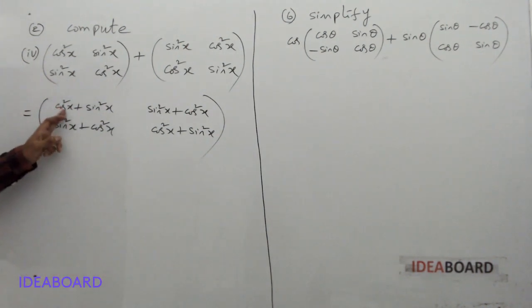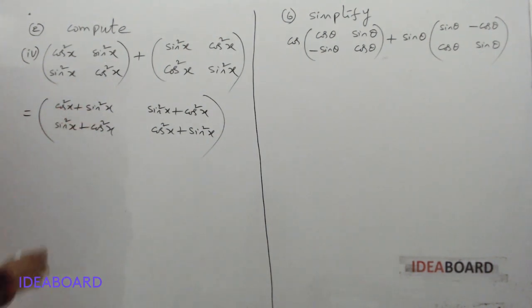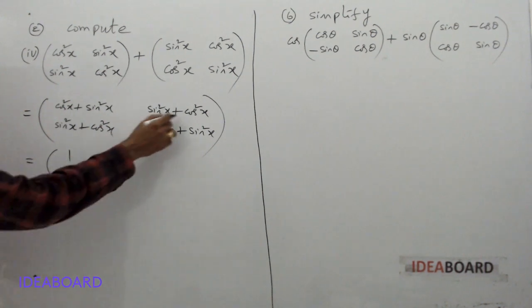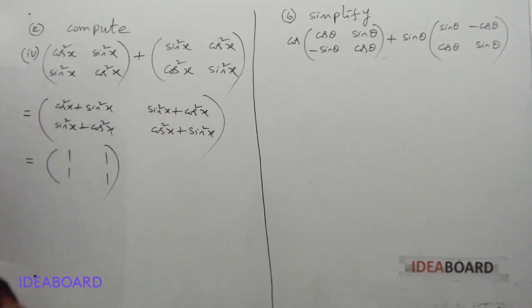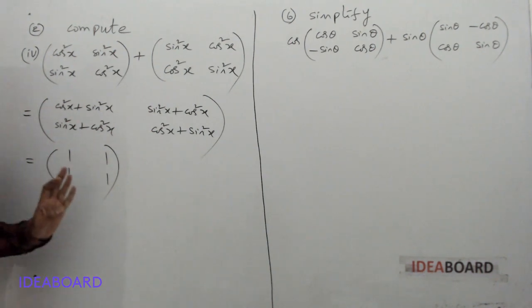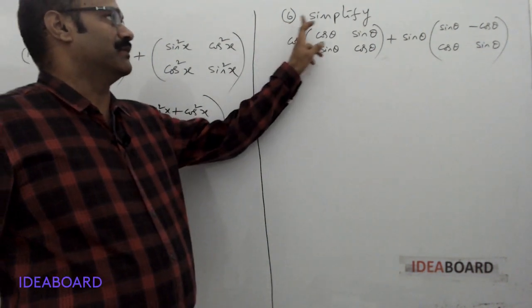We know that cos square x plus sin square x is always equal to 1. It implies it's equal to 1, 1, 1, 1. This is the answer. Next, sixth problem.